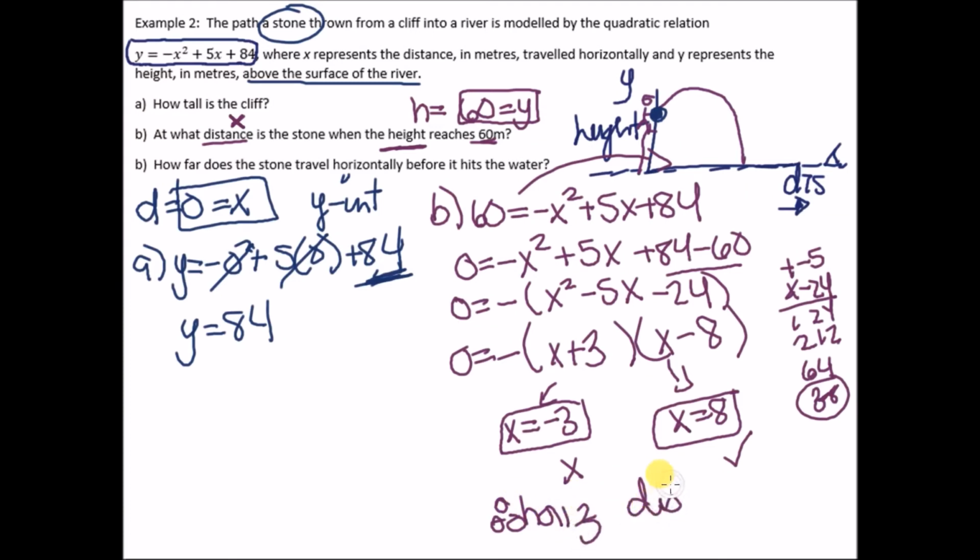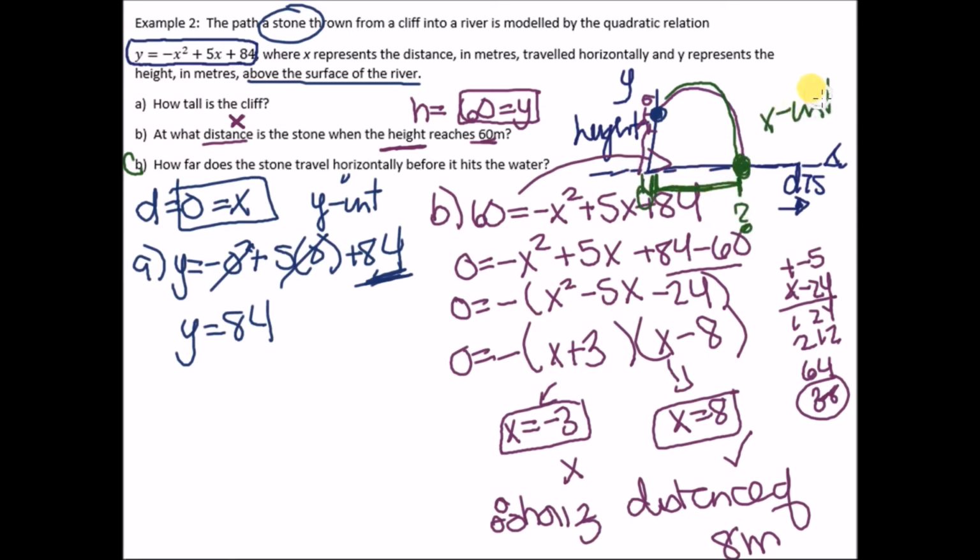Horizontal distance of 8 meters. And this is supposed to say C: how far does the stone travel horizontally before it hits the water? In my head, I'm thinking, where does the stone hit the water? Boom, right here. What we're looking for is this distance here. It starts at 0 for sure, and then we're looking for the x-intercept of the original equation. In B, we needed to sub in 60, bring it over, and then find the x-intercepts to solve for x. But this one is just from the original equation.